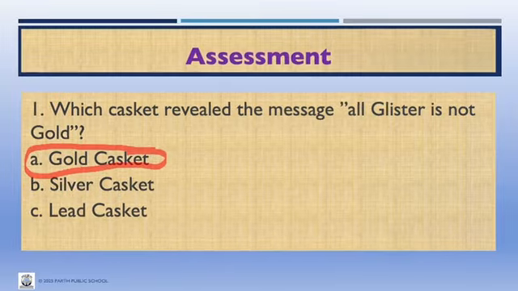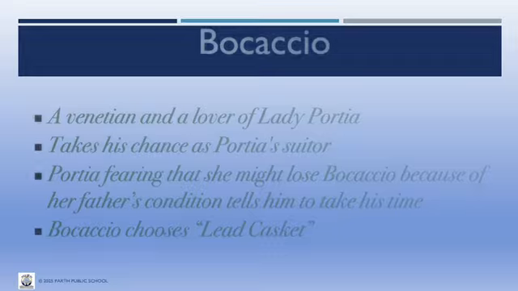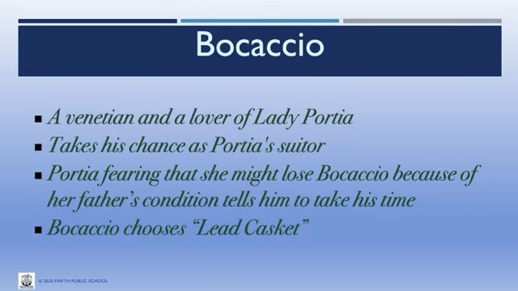Now comes scene 3, where Boccaccio enters. So the third suitor was Boccaccio, and as you can see on the screen, he wasn't some kind of prince or someone who was having a very big role in society. He was just a native citizen of Venice. And he was also the lover of Lady Portia.